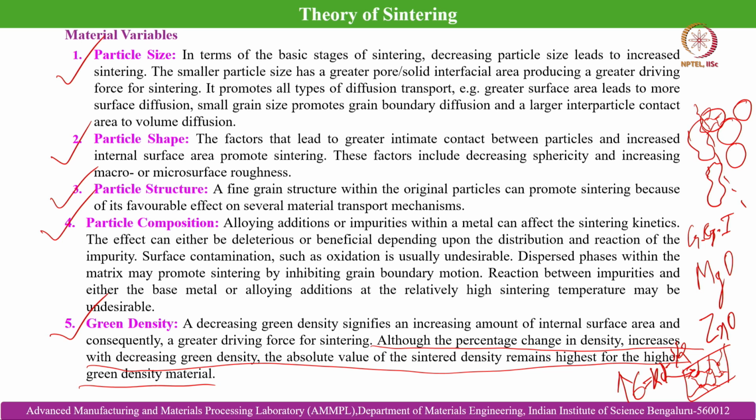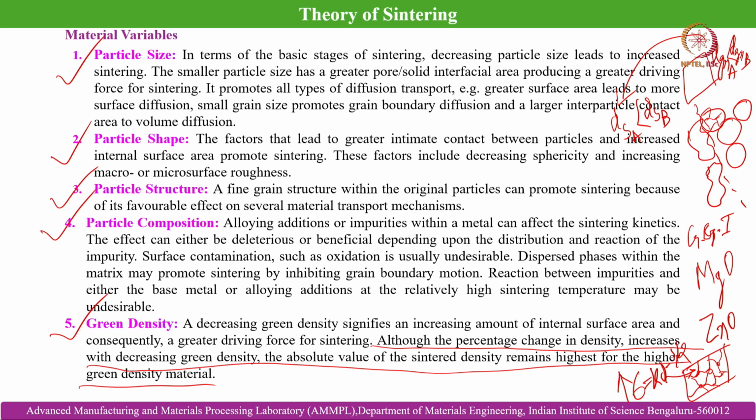Assume you have a powder aggregate consisting of spherical powders, and in one case you have a lesser green density, say the green density of material A is less than the green density of material B. Then, as I have told you earlier, when the sintering temperature, sintering time, and powder particle shape and size are constant, we will end up getting a sintered density of A that is lesser than the sintered density of material B.